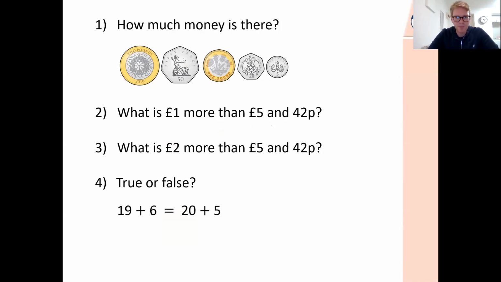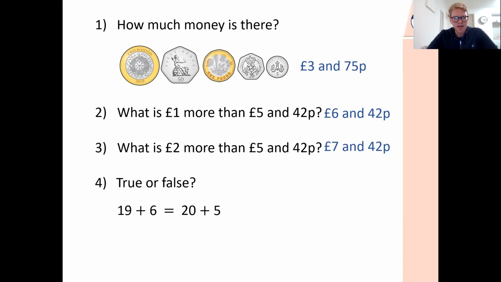Okay, hopefully you're back with me then. So how much money is there? We've got there £3.75. Hopefully you grouped together your pounds, your £3, then you were left with 75p at the end. Question 2, what's £1 more than £5.42? Well, that's £6.42. What's £2 more? It's £7.42. This was an interesting one, and this is going to be really important for us today. This is going to help us with our addition.